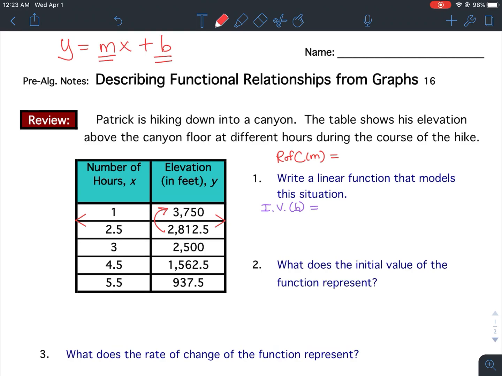So we're going to take 2,812.5 minus 3,750. If you do that, you should get negative 937.5. On the other side, 2.5 minus 1 is 1.5. Now remember, your slope, your rate of change, is the difference in y values over the difference in x values. So the negative 937.5 would be in the numerator, and the 1.5 in the denominator. Okay, go ahead and divide those out.